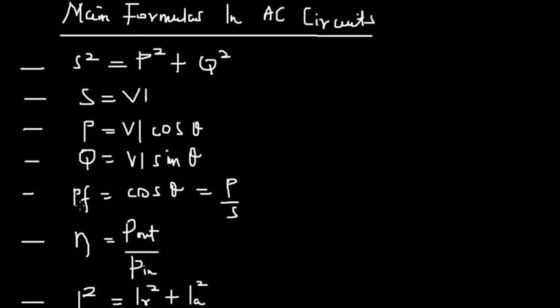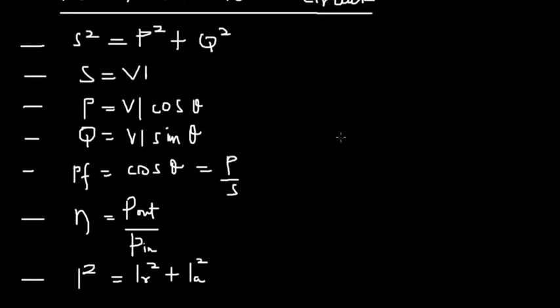PF is the power factor. The power factor is equal to cos theta, and it could also be equal to the actual power divided by the apparent power. Again, cos theta is equal to the actual power divided by the apparent power. Then we have efficiency: efficiency is equal to the power output divided by the power input. And then we have our current: the current squared is equal to I subscript R squared plus I subscript A squared, so we have the apparent and then the main resistor.